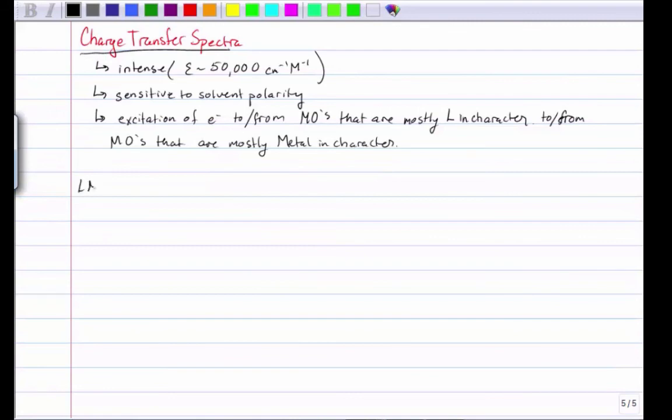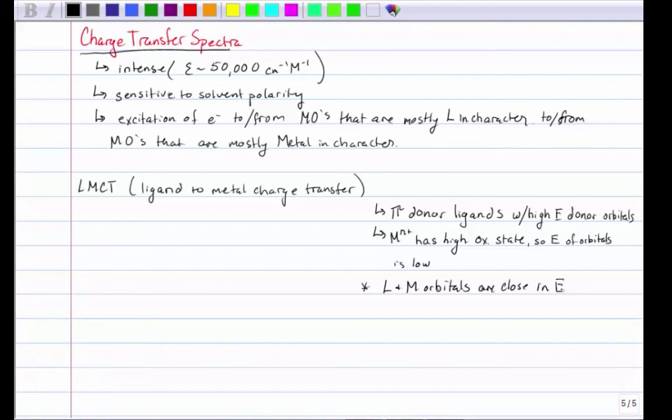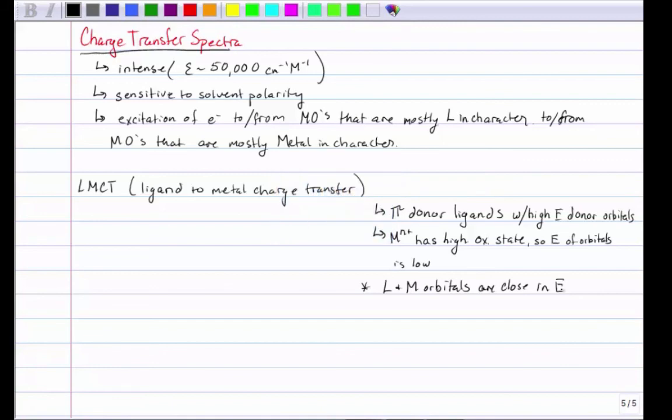You have the LMCT, which is the ligand to metal charge transfer. And this happens with pi donor ligands when those pi donor ligands have high energy orbitals, and the metal has a high oxidation state, so its orbitals are low. So in other words, when the ligand and metal orbitals are close in energy, but your ligand orbitals have electrons to donate. I'm just going to sketch a situation up here where you have the d metal.